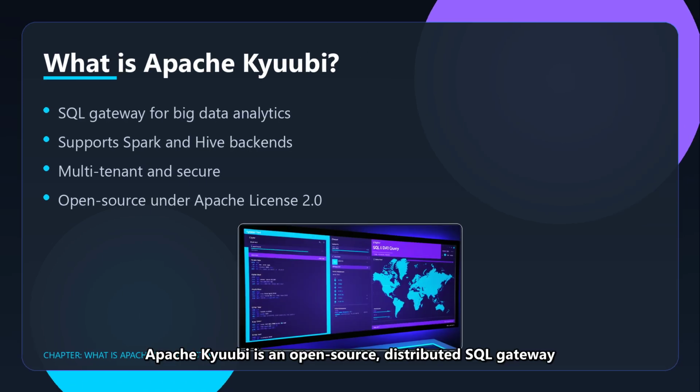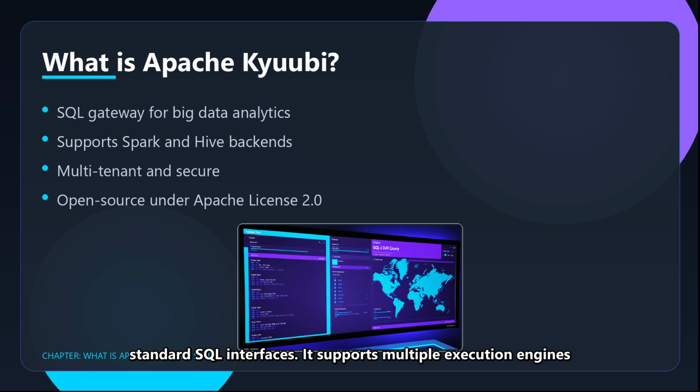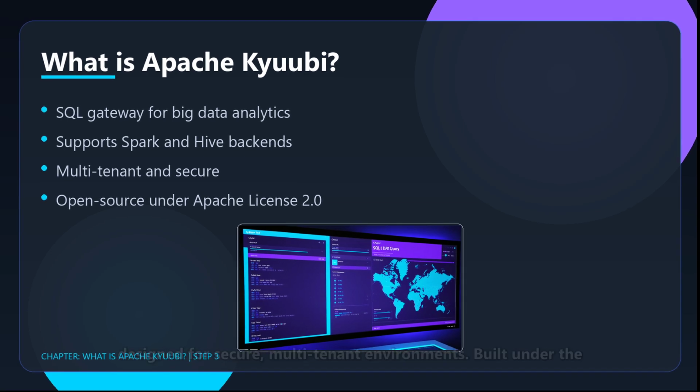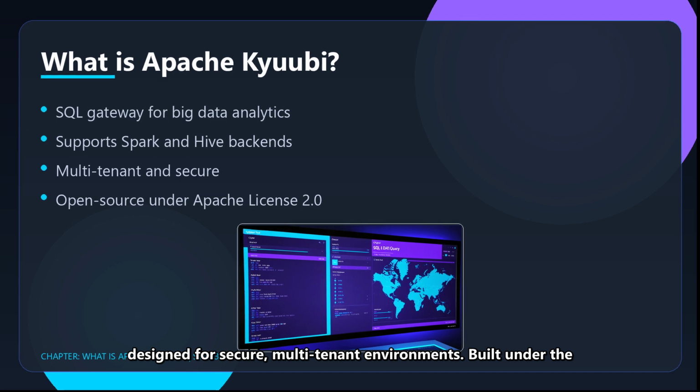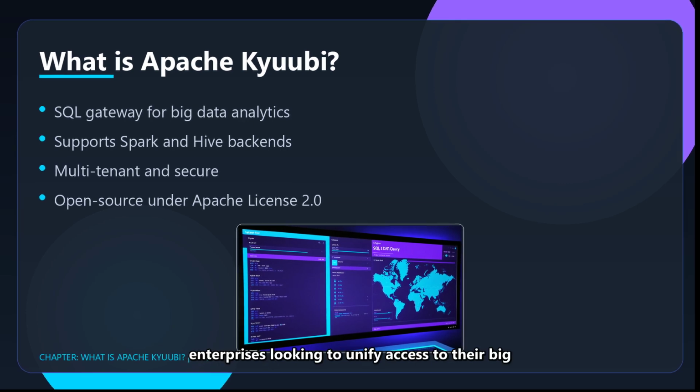Apache Kyuubi is an open-source, distributed SQL gateway that enables users to query large datasets using standard SQL interfaces. It supports multiple execution engines like Spark SQL and Hive SQL, and is designed for secure, multi-tenant environments. Built under the Apache Software Foundation, it's a key tool for enterprises looking to unify access to their big data platforms.